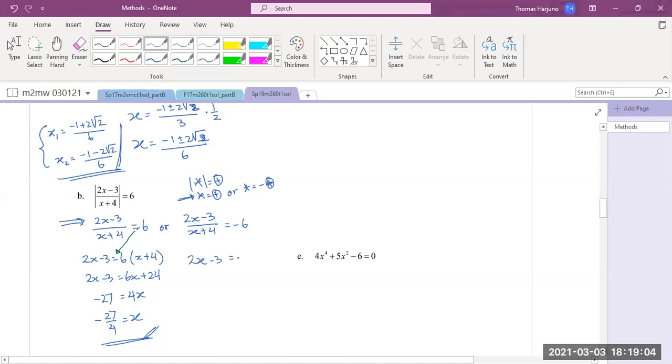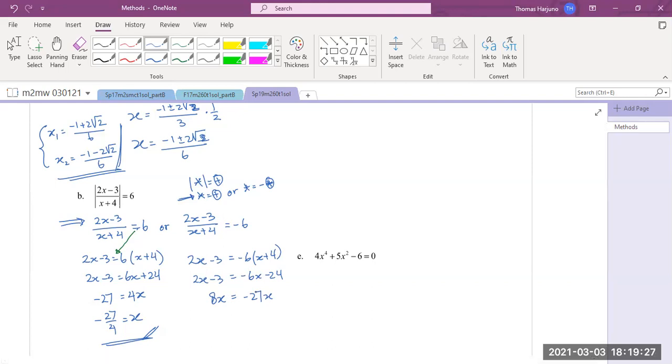2x minus 3 equals negative 6 times x plus 4. 2x minus 3 equals negative 6x minus 24. Add 6x, that's 8x, minus 3, negative 27. Oh no, sorry, not negative 27, it's negative 21. So x equals negative 21 over 8. I knew something was wrong earlier, something was not right here.